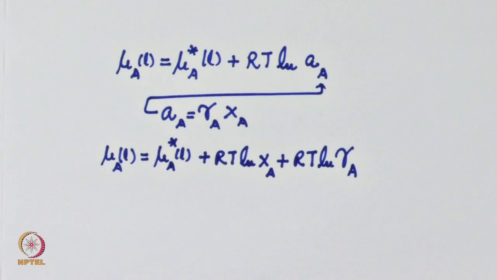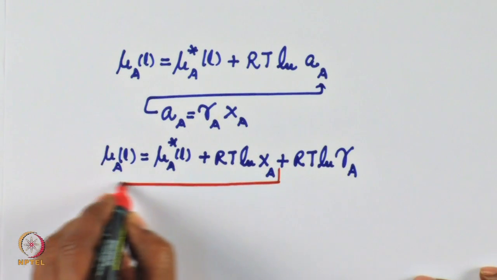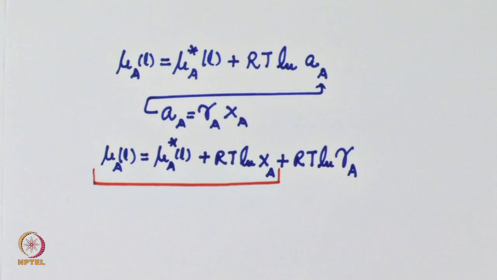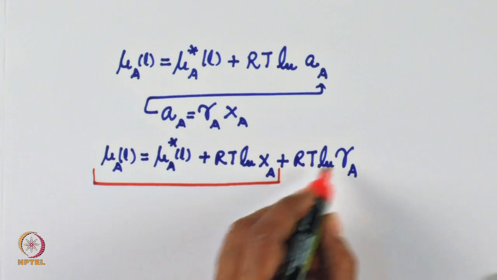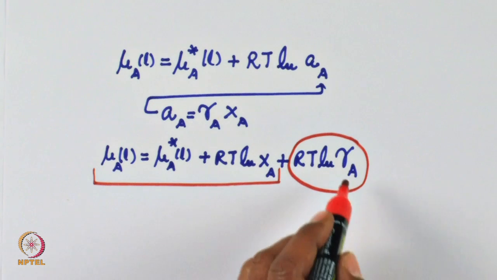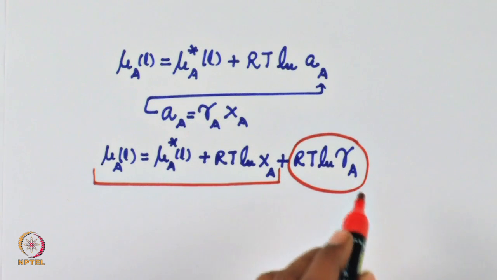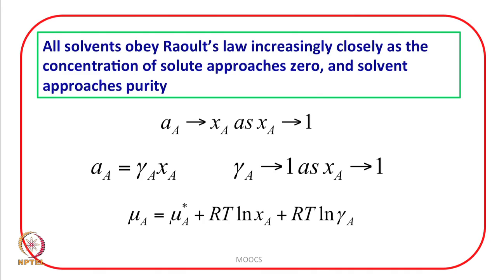When I substitute this over here, it is worth noticing that this part is the same as that for an ideal solution. So, the deviations from ideality are captured in this RT log gamma A term. That means gamma has information on the deviations from ideality. So, this is how you write the chemical potential for a solvent: the chemical potential of the pure solvent plus RT log x A plus RT log gamma A.